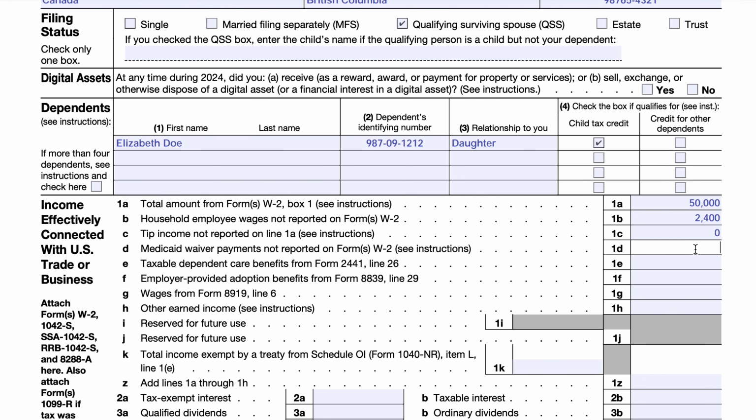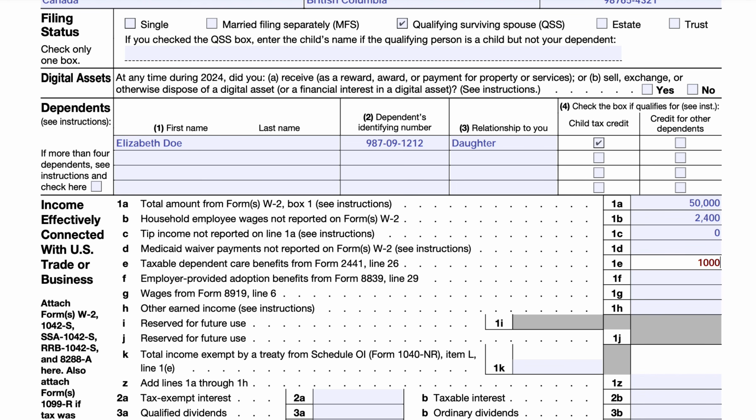So let's just say that was $1,000. In line, wrong spot. We'll correct that in just a second. So in line 1E, we have taxable dependent care benefits.